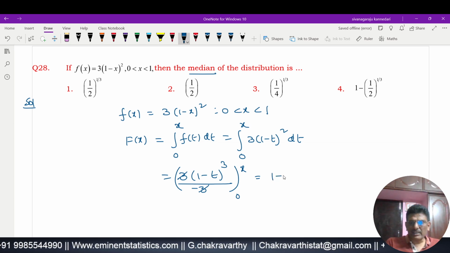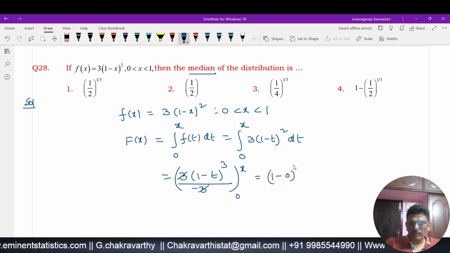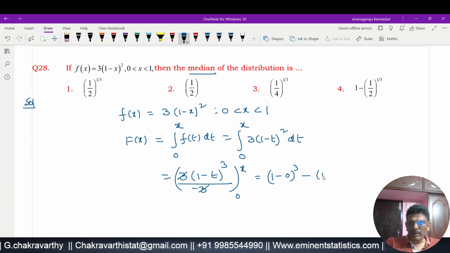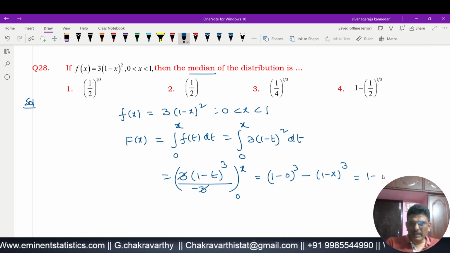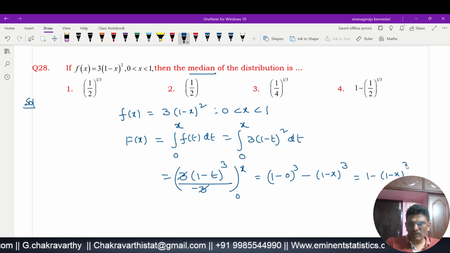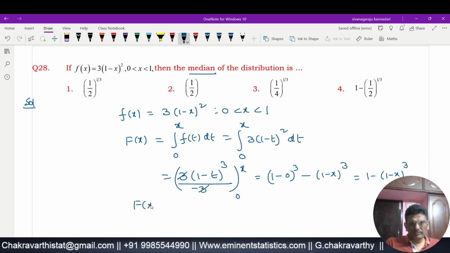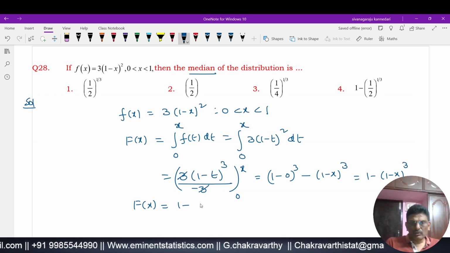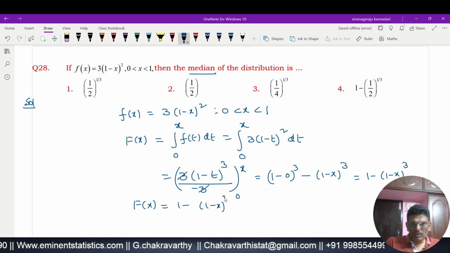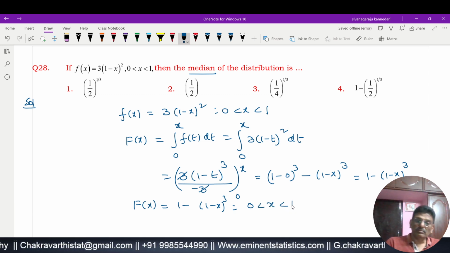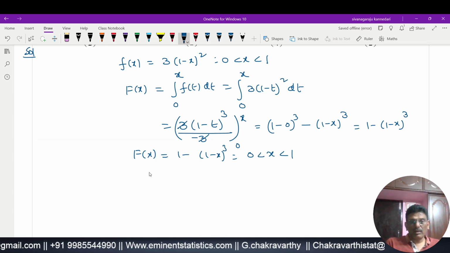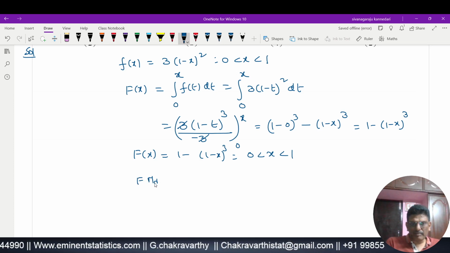So now in this case, (1 minus 0) whole cube, then minus (1 minus x) whole power 3. Now this is (1 minus x) whole cube. The CDF of x is equal to 1 minus (1 minus x) whole cube. The limits are both excluded. Now we have to calculate the median.